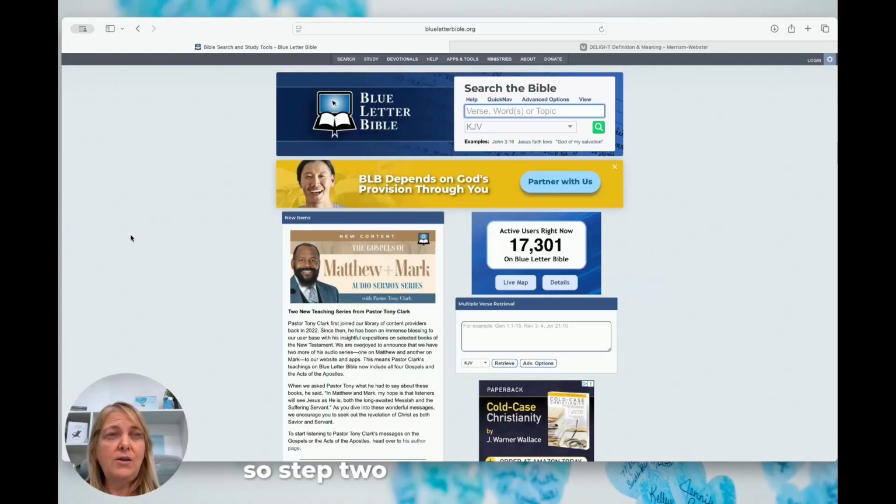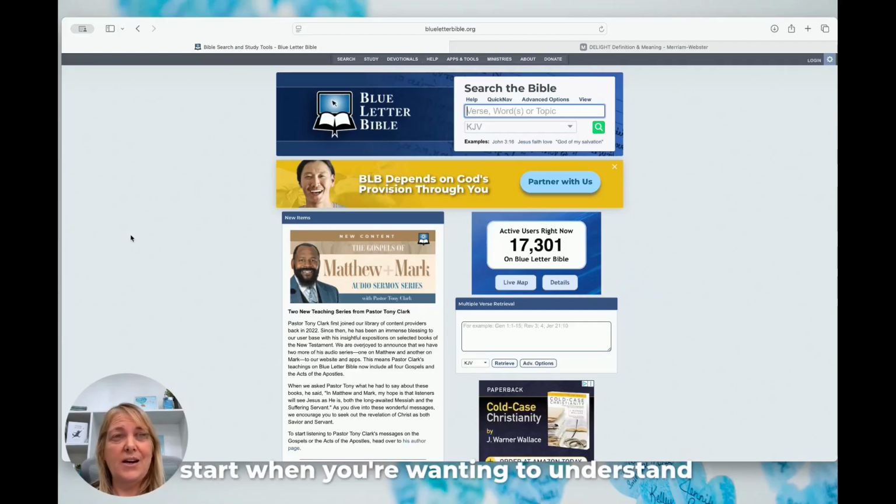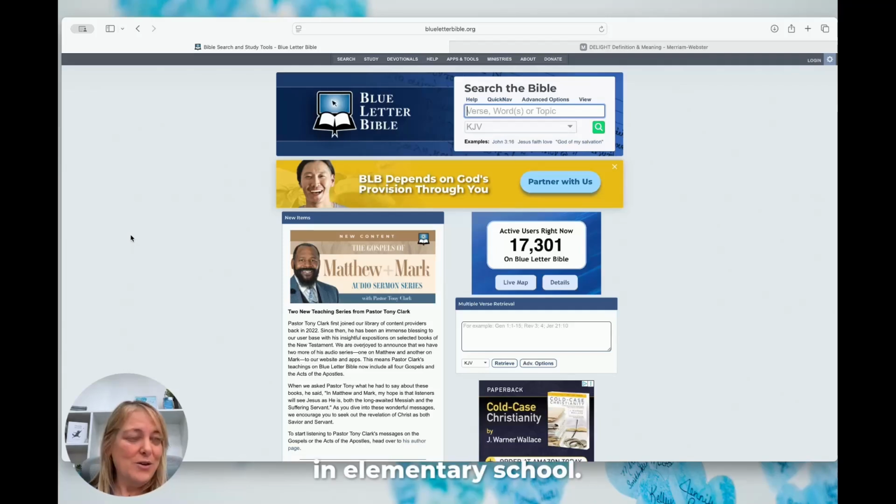So step 2 is to use dictionaries, because isn't that right? The easiest and most obvious place to start when you're wanting to understand a word is a dictionary. At least that's what they taught us in elementary school. Regular English dictionaries can give us a basic but really contemporary understanding, meaning it makes more sense to us now because they define it the way it's used now in our time. They won't give us a whole picture, but it is a really good place for us to start.